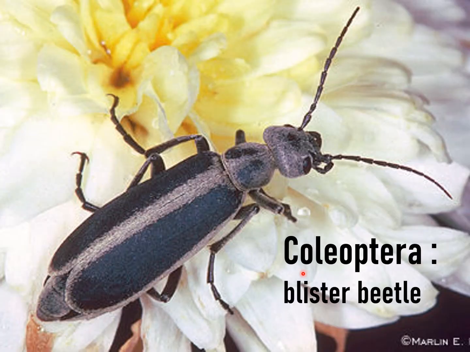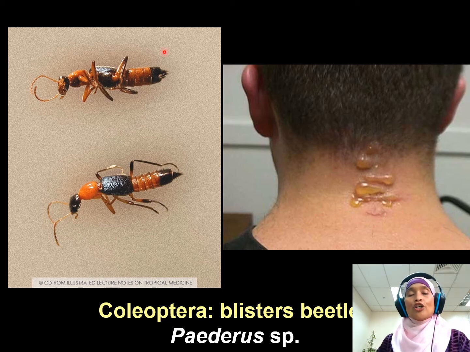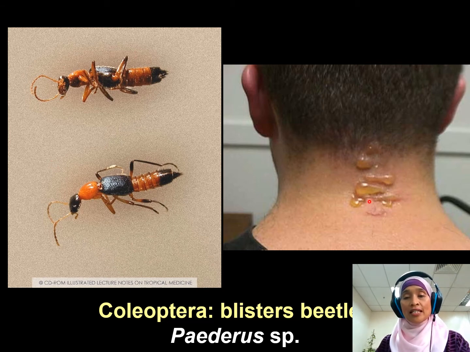The next order of insects is the Coleoptera insect. Now, this Coleoptera insect is known as the blister beetles. Blister beetles are found in abundance here in Malaysia. In this slide, you see an example of the blister beetle and an individual who's got blisters at the back of his neck.